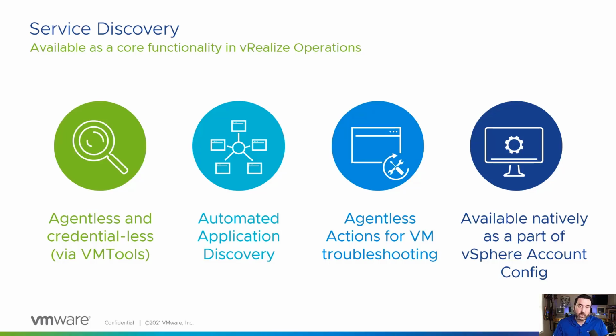Whether we're leveraging the out-of-the-box services, or we've created our own custom services, if any of those are a match on your virtual machine, vRealize Operations will discover those. And again, we can get basic level metrics and availability for those services. There are also some really good troubleshooting methods that we can leverage service discovery for. It's also natively part of the vSphere account configuration, so we don't need to install any additional management packs. It's all available out of the box. Once you connect vRealize Operations to your vCenter, you can configure service discovery from within that adapter configuration.